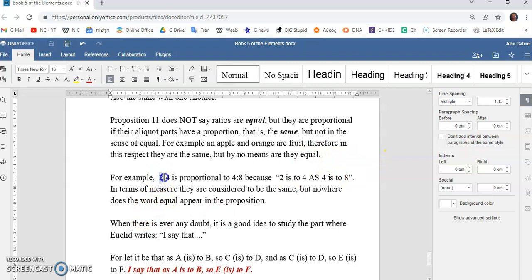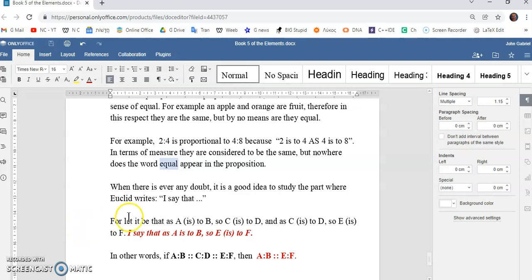So 2 in relation to 4 is proportional to 4 in relation to 8, because 2 is to 4 as 4 is to 8. And so in terms of measure, they are considered to be the same, but nowhere does the word equal appear in the proposition, okay? It says the same. They have sameness, but they're not equal, okay?